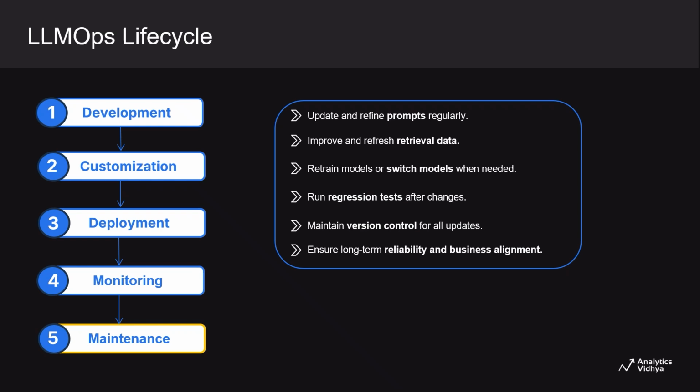Fourth, we run regression tests after every change. This ensures that improvements in one area do not break behavior elsewhere. Fifth, we maintain version control for all updates, including prompts, models, and retrieval pipelines. And finally, we ensure long-term reliability and alignment with business goals. Maintenance ensures that the system stays accurate, stable, and valuable over time.